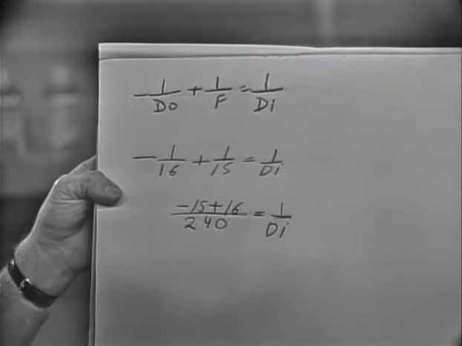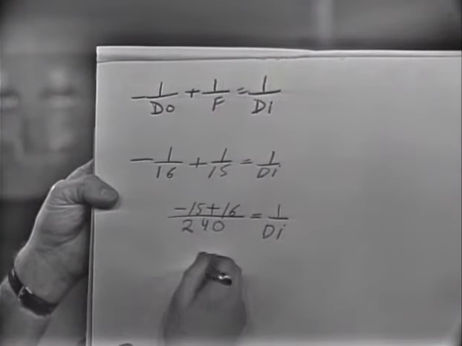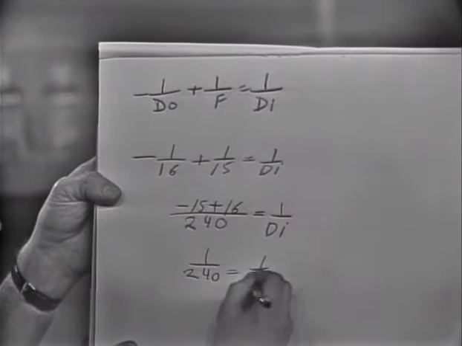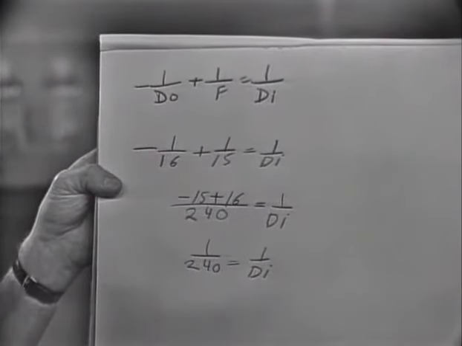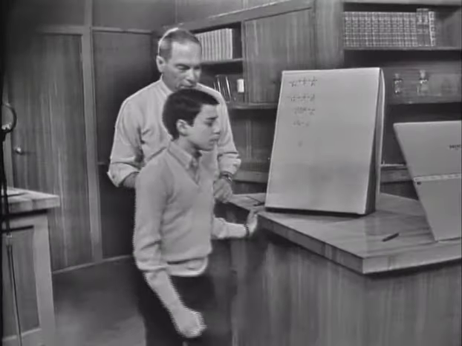All right. So now can you subtract 15 and 16? That's 1. Yeah, pretty good. Equals 1 over di. So what does di equal? 240. 240 centimeters. All right, let's put that on the board once and see if that really works.